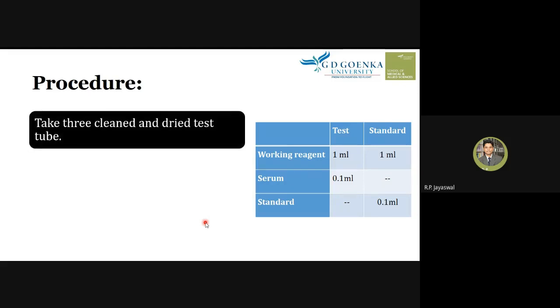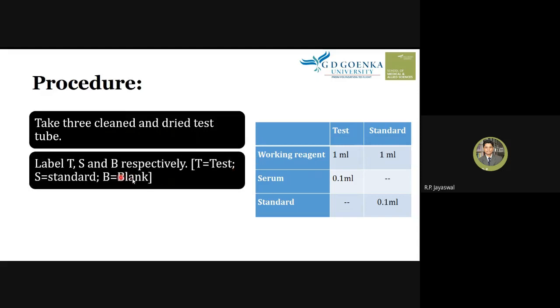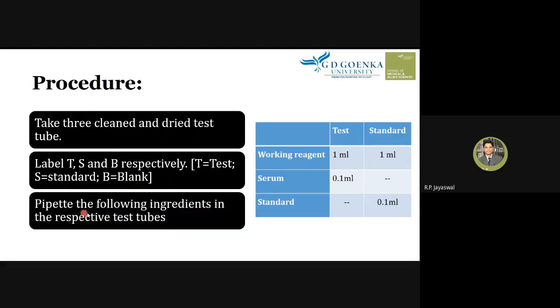This is the enzymatic method we are going to do as a procedure. Now take 3 cleaned and dried test tubes. We can take 3 test tubes, but here we have shown in the table only 2 test tubes. So we can label them T for test, S for standard, B for blank. And pipette the following ingredients into the respective test tubes.